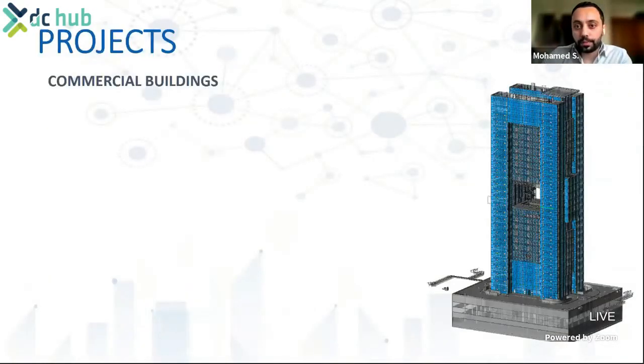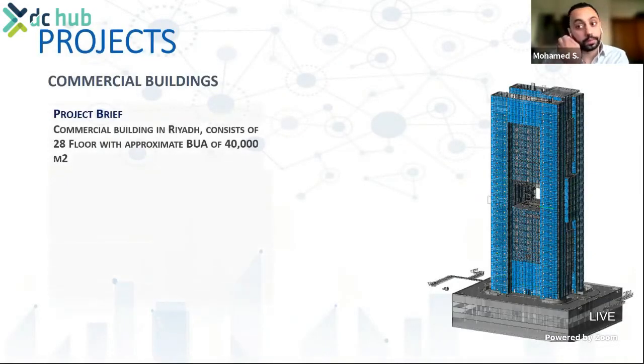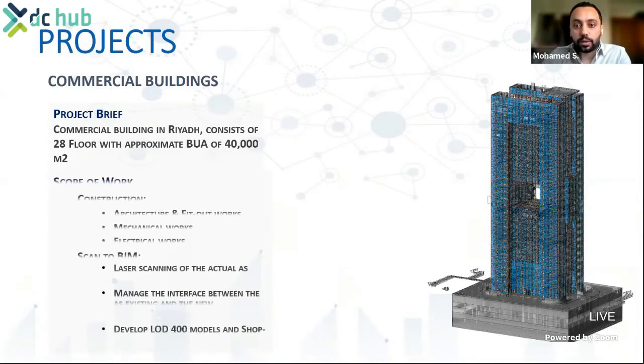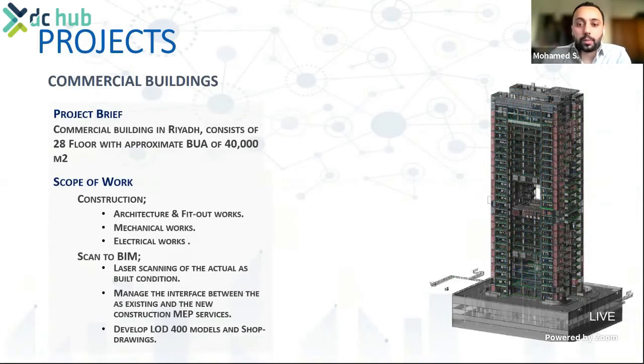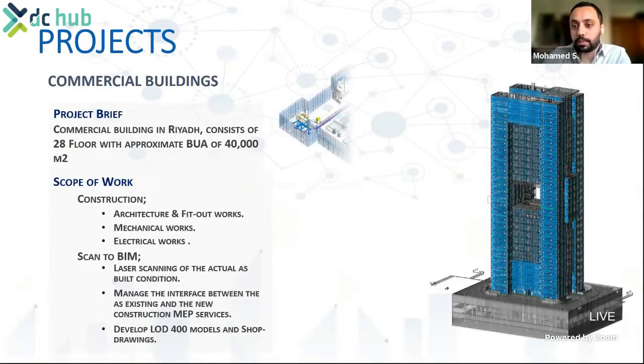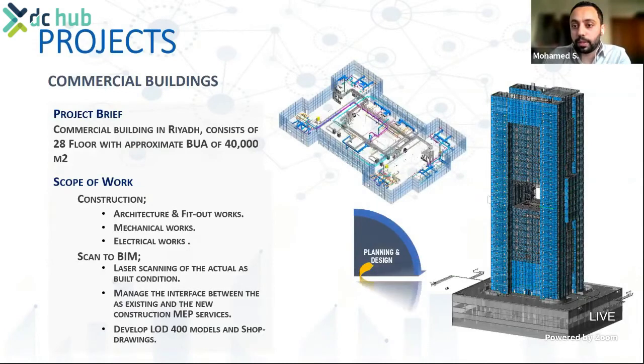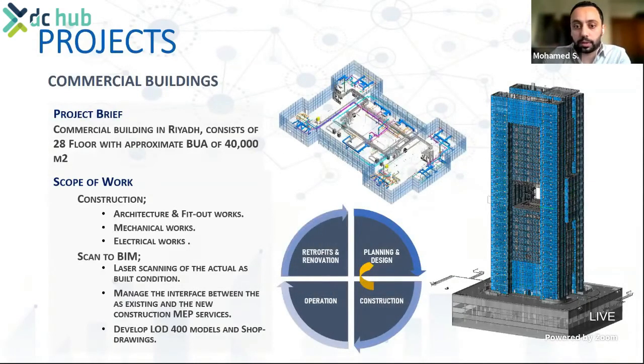Our first project is a commercial building in Riyadh, consisting of 28 floors with approximate built-up area of 40,000 square meters. The scope of work includes architectural and interior fit-out, MEP works, laser scanning of actual as-built condition, coordination between IFC package and actual as-built condition, development of LOD 400 model, and shop drawing extraction.